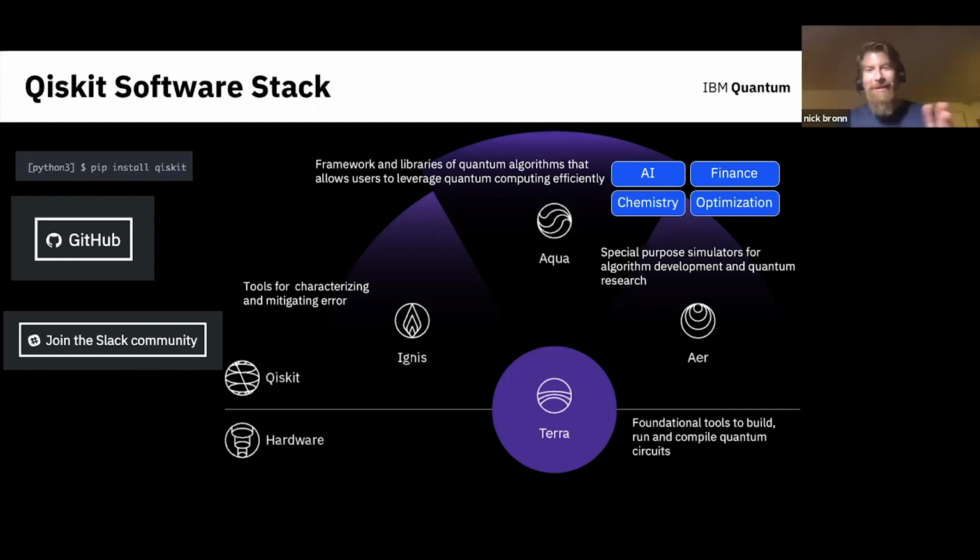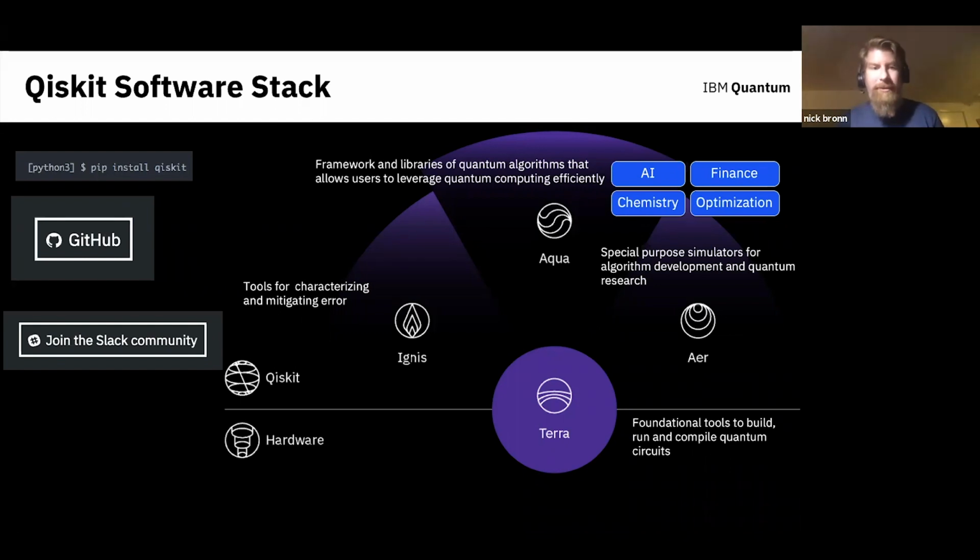You can easily install Qiskit. We make it as easy as possible for you to install by using a Python package manager. We have it available on GitHub. It's open source, so you can contribute to it. We have outside contributors as well, and we have a Slack community. We have many Slack channels where we can answer questions and build communities and projects that we can do together with outsiders as well.